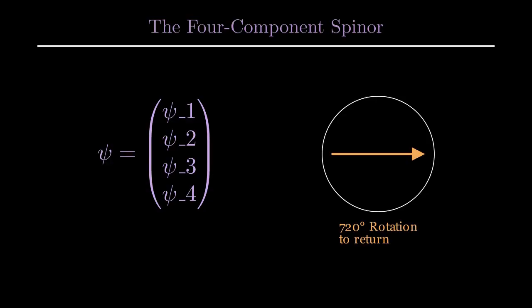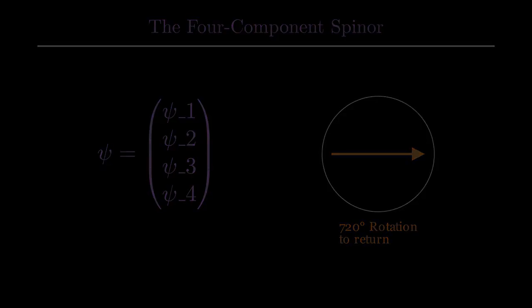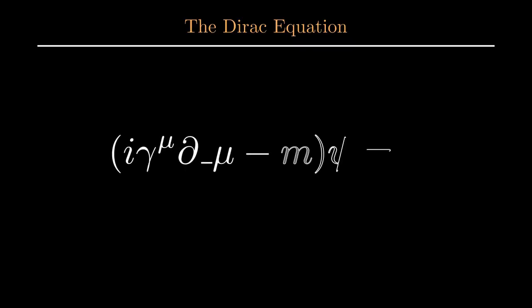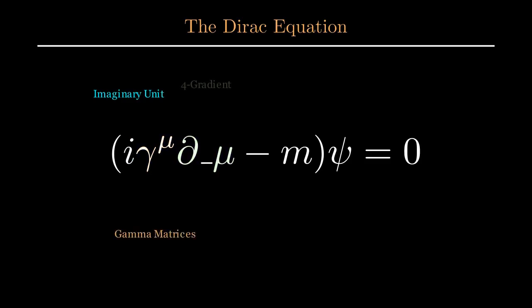With these components, Dirac formulated his iconic equation, (iγ^μ∂_μ − m)ψ = 0. Here, i is the imaginary unit, ∂_μ represents the 4-gradient combining time and space derivatives, m is the mass of the particle, and ψ is the 4-component spinor field. This elegant equation describes the behavior of spin 1/2 particles like electrons, positrons, quarks, and neutrinos fully relativistically.